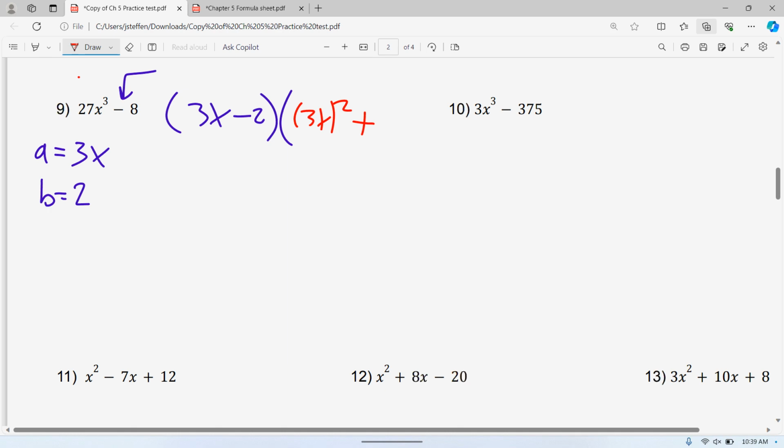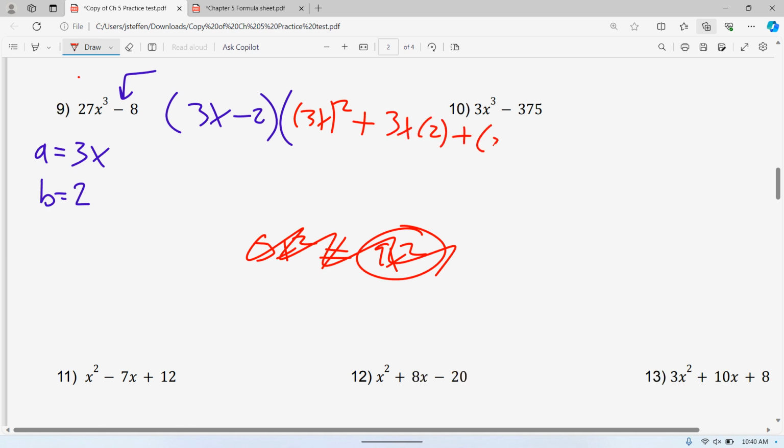Now, keep these parentheses here because (3x) squared is completely different than 3x squared, which would be 9x squared. This is the one you're looking for, so you have to square both of those. Make sure you use parentheses. So this is plus a times b, so 3x times 2, plus 2 squared. That simplifies. (3x) squared is 9x squared, then 3x times 2 is 6x.